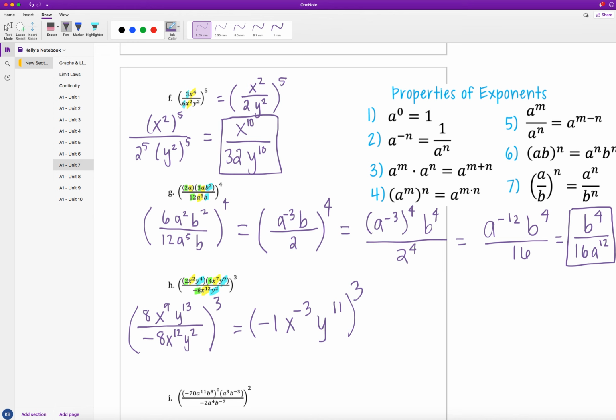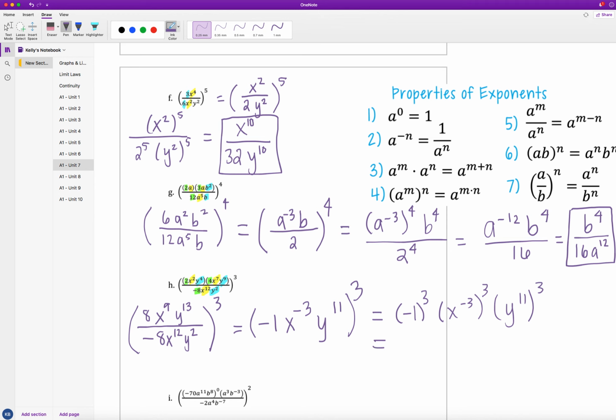Now that I've simplified inside the parentheses, I can go ahead and distribute the exponent to all the pieces inside. How many pieces would we distribute that exponent to? We would distribute that exponent to 3 pieces. The negative 1 to the 3rd, x to the negative 3 to the 3rd, and y to the 11th to the 3rd. So let's take these term by term.